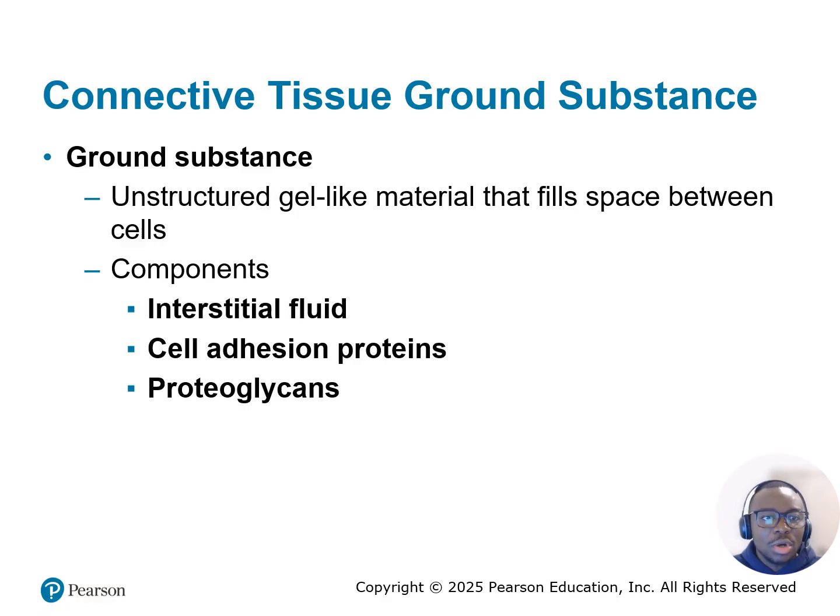Ground substance is composed of interstitial fluid, cell adhesion proteins, and proteoglycans. Cell adhesion proteins form the glue for attachment. Proteoglycans consist of a protein core with attached large polysaccharides called glycosaminoglycans. For example, chondroitin sulfate and hyaluronic acid.